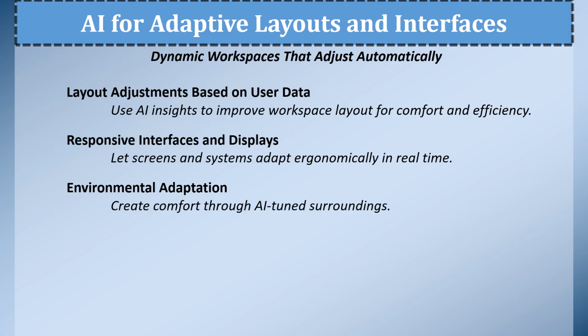Environmental adaptation: smart systems adjust airflow, lighting, or temperature in response to user preferences and biometric feedback. These adaptive environments help maintain focus, comfort, and physical ease, all while improving energy efficiency and well-being. Adaptive systems make space responsive and intelligent. By adjusting layout and interface elements to real-time needs, they remove friction and enhance both comfort and efficiency.